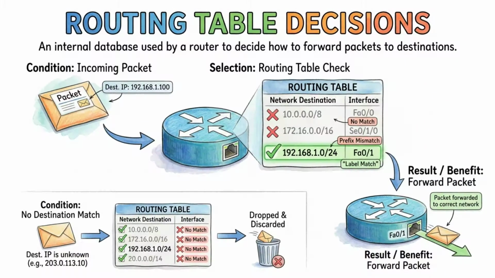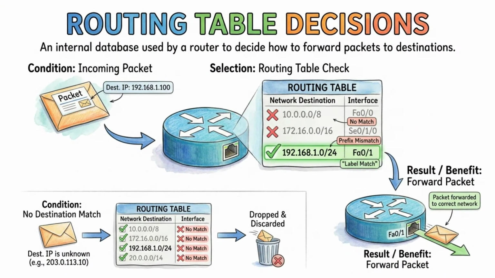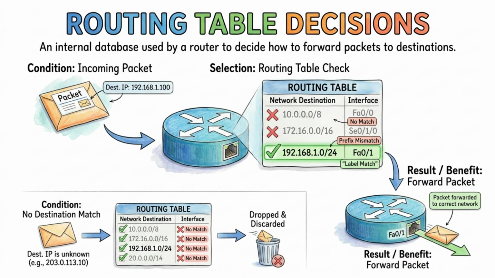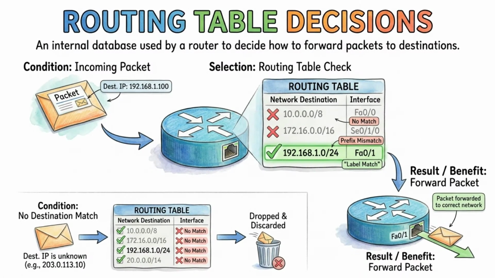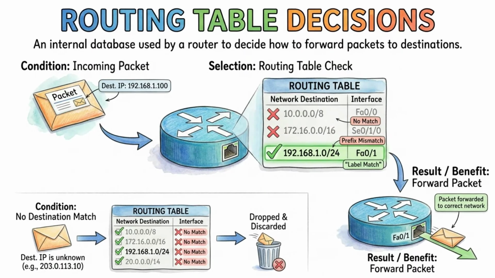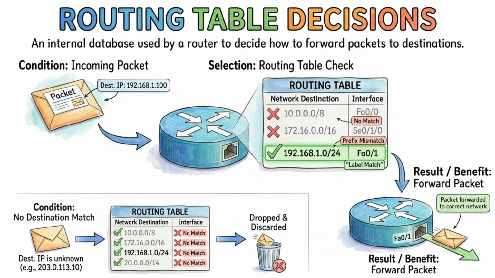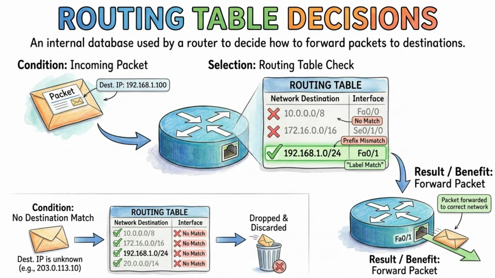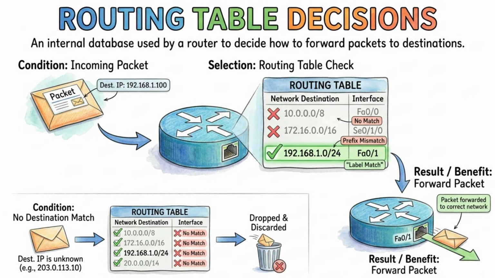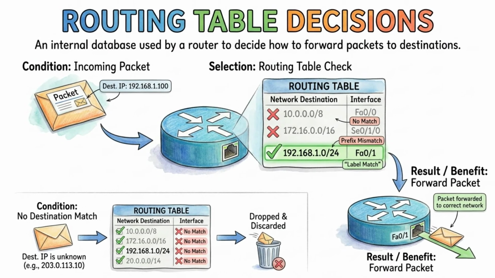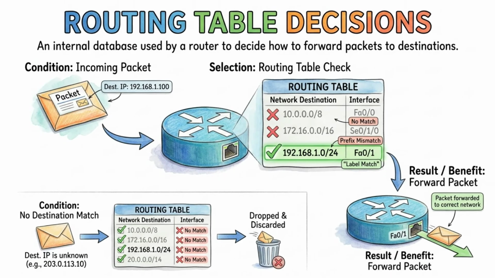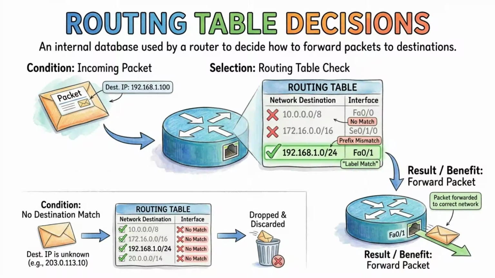To make these intelligent forwarding decisions, every router relies on a fundamental database called the routing table. The routing table is essentially a map stored inside the router's memory that lists all the known network destinations and the specific physical interfaces required to reach them. Whenever a packet arrives, the router checks the destination IP address against this internal map to find a matching entry. If a match is found, the router sends the packet out the correct interface toward its destination. If the router checks the table and finds no matching destination at all, it simply drops the packet and discards the data entirely.